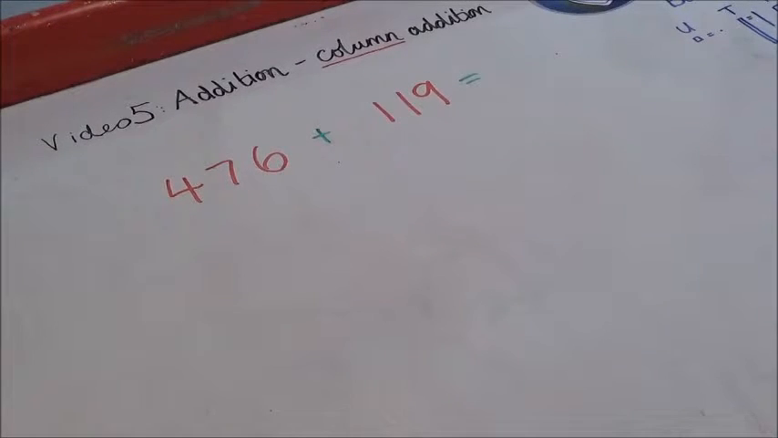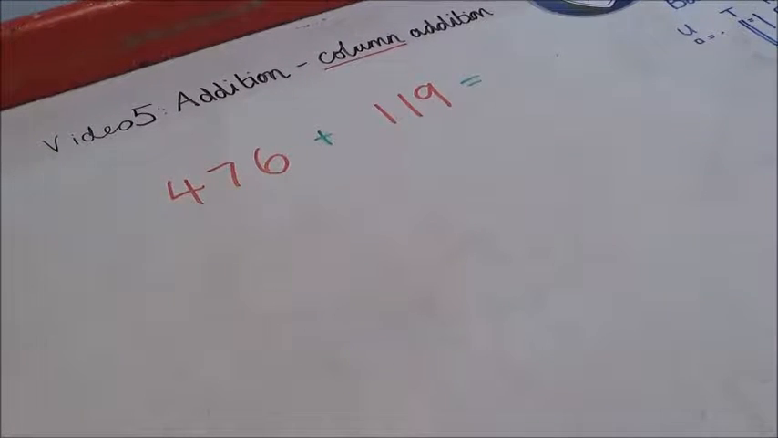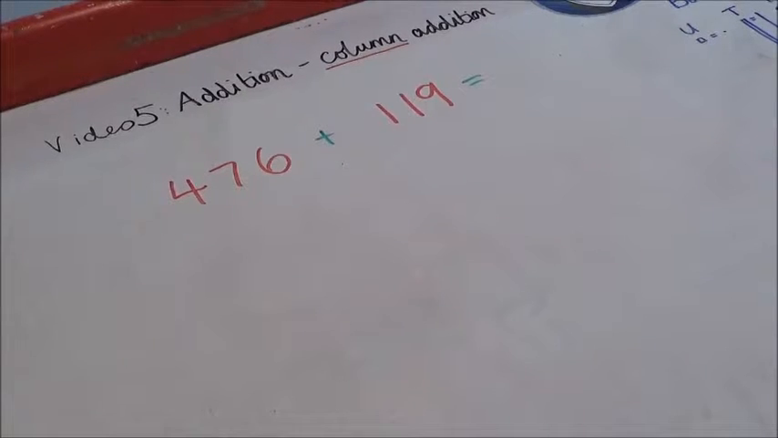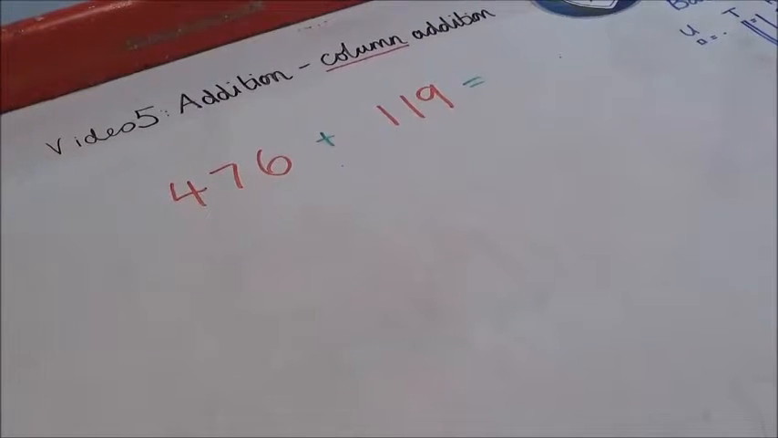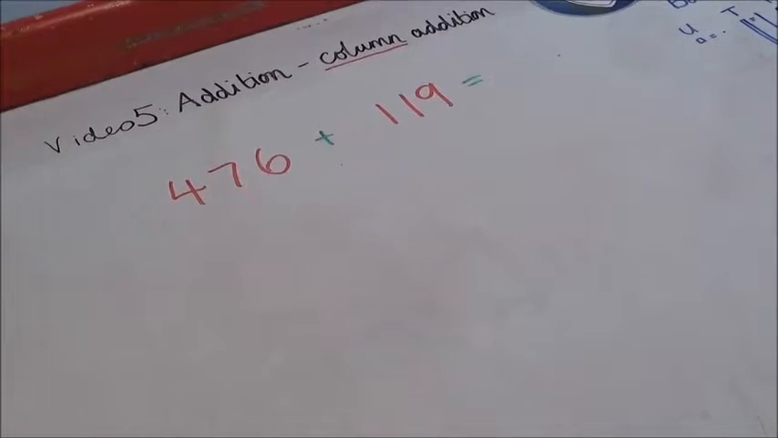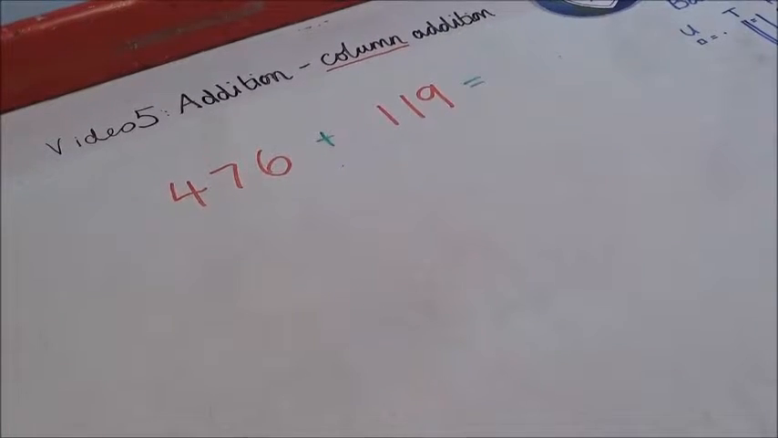Okay, let's have a look at another calculation. This time we're going to be looking at what happens if the columns add up to more than 10, because as we know, we work in a base 10 system, and if there's more than 10 of that certain place value, we have to move it up into the next place value position.